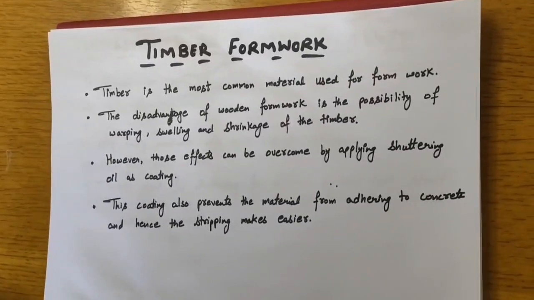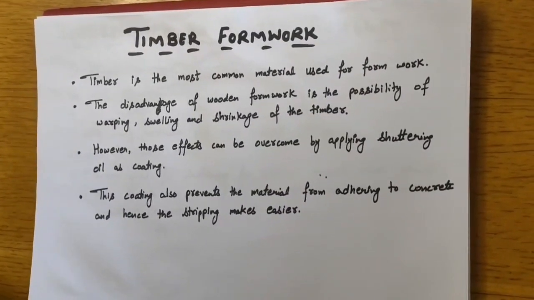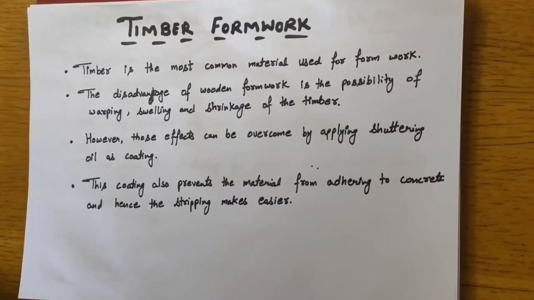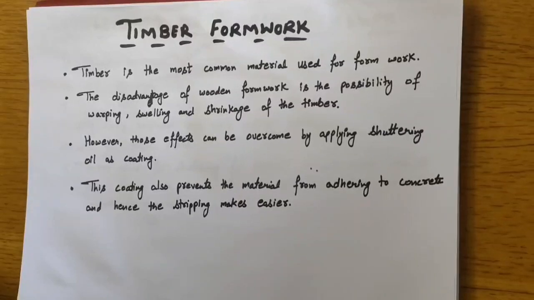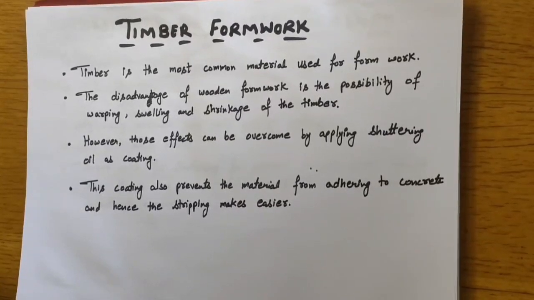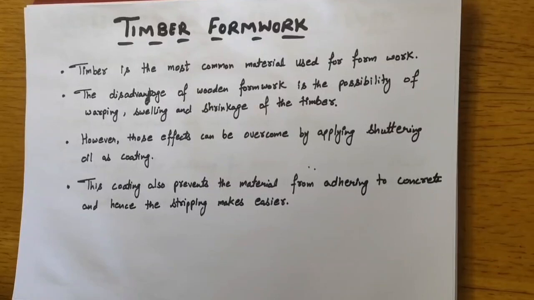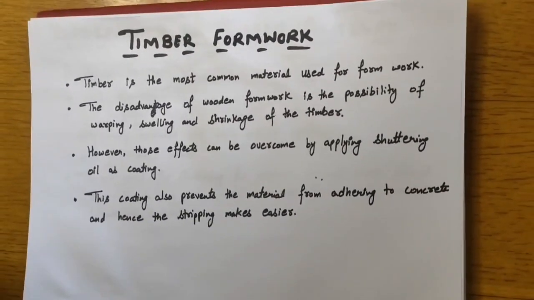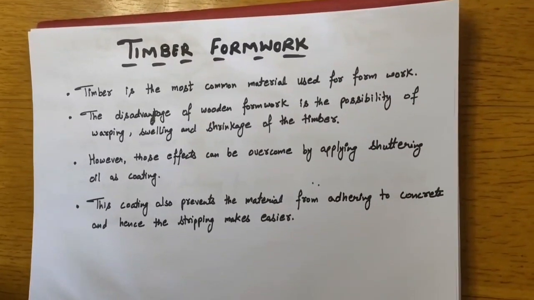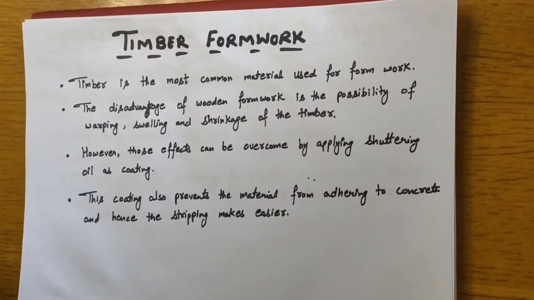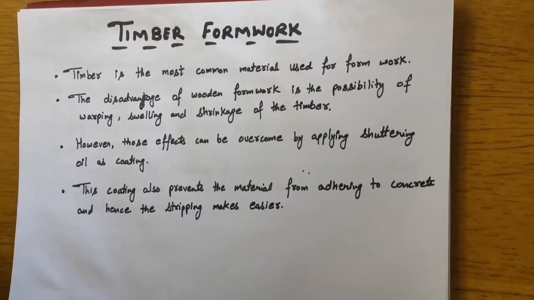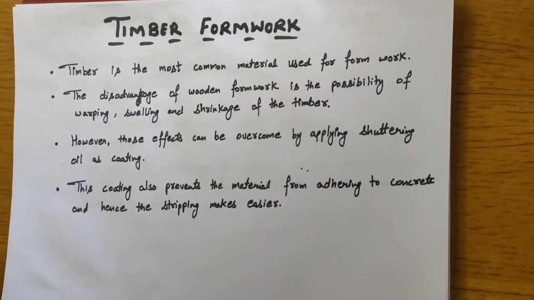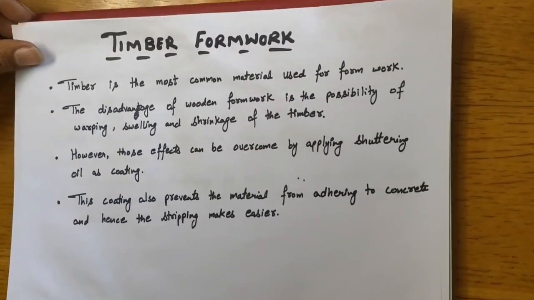However, these effects can be overcome by applying shuttering oil as a coating. When we apply the shuttering oil, the shutter can be protected from shrinkage and swelling, because it provides a coating to prevent the shuttering from water. This coating also prevents the material from adhering to concrete, and hence stripping becomes easier. So it prevents the concrete from getting stuck on the shuttering, so that the operation of stripping gets easier.